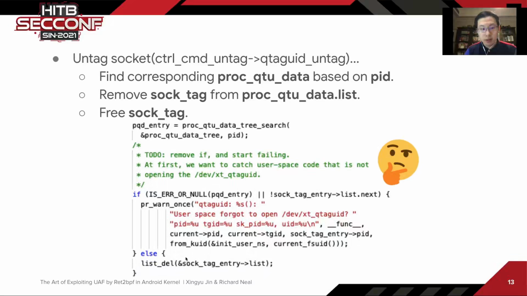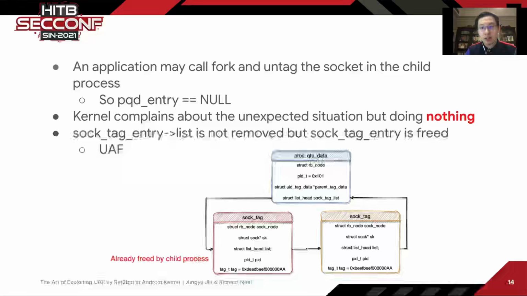So when you untag the socket in a child process, the kernel module is unable to find the proc_qtl data structure. So essentially it leads to the use-after-free. You may have two socket tag structures under one proc_qtl data structure, where one of the socket tags is already freed, but still resides in the linked list.